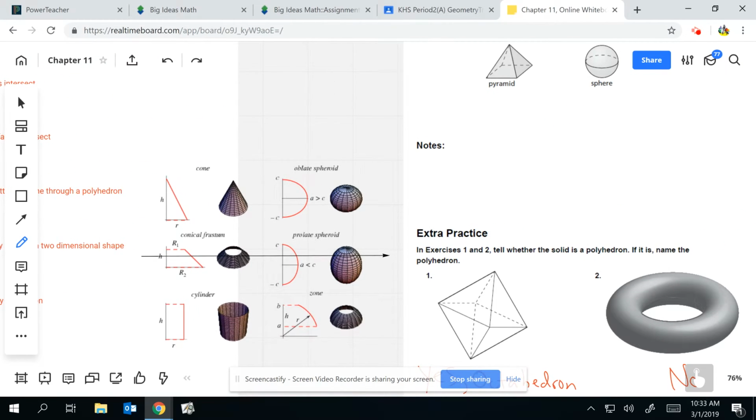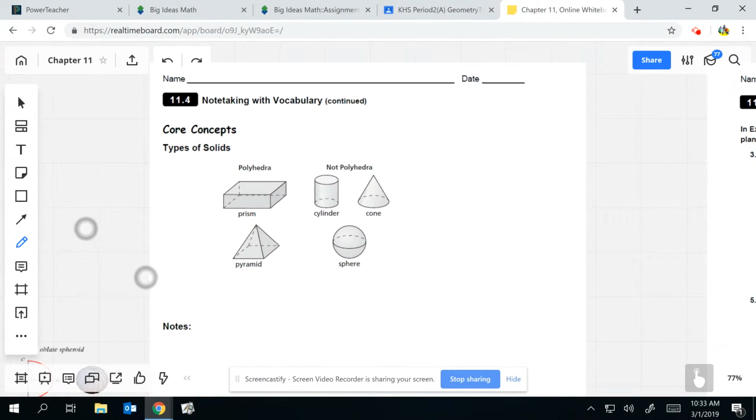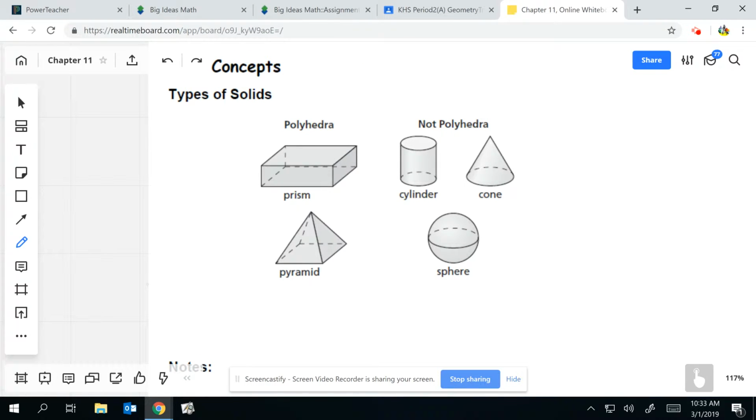All right, that takes us to the pictures of the 5 shapes that we are going to be focused on the most over the next couple of days. Of those 5 shapes, 2 are polyhedra. You can see the 2 polyhedra right there. And 3 of them are not polyhedra because you can see the curves in them. We are going to find volume and surface area of those shapes starting Monday.